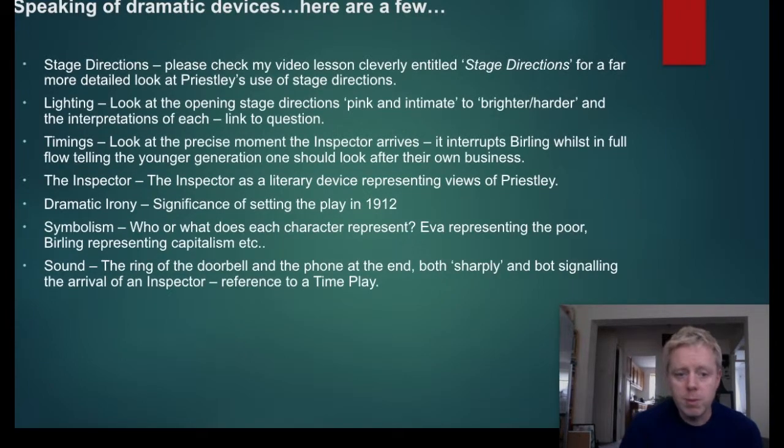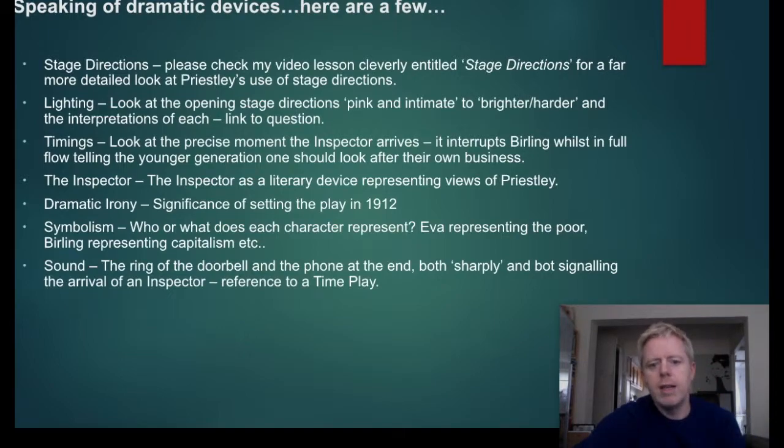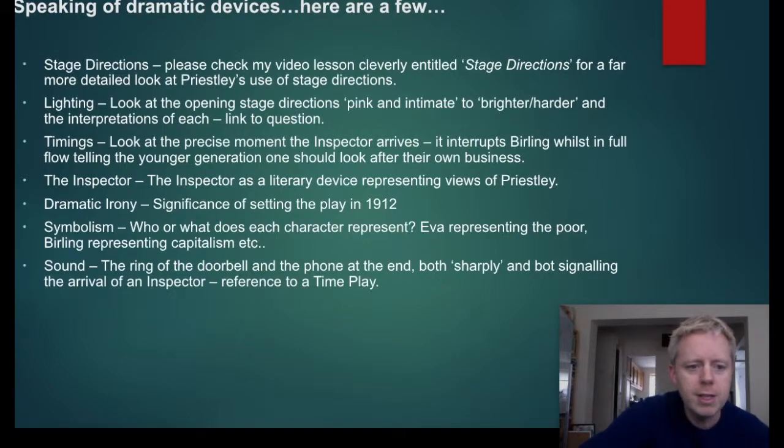Okay, so some dramatic devices for you to focus on. Stage directions, please check my other video, cleverly entitled Stage Directions, for a far more detailed look at his use of stage directions. Lighting, look at the opening stage directions, pink and intimate, to brighter, harder, and the interpretations of each, and then link it to the question. See the world through rose-tinted glasses could be the pink and intimate.